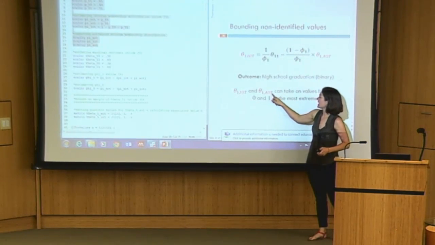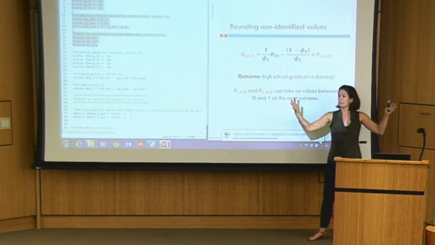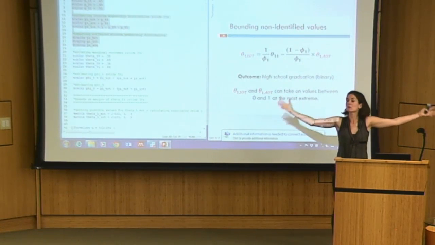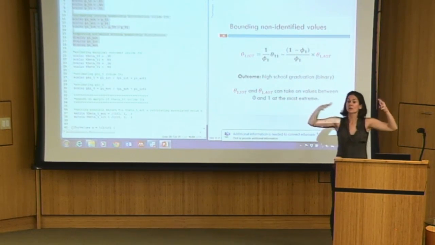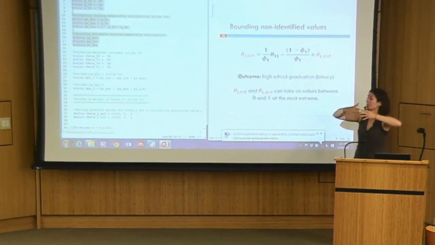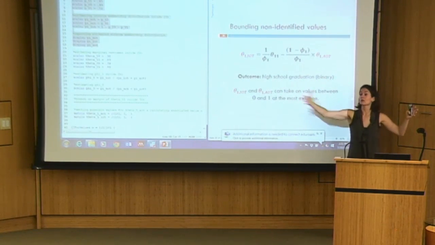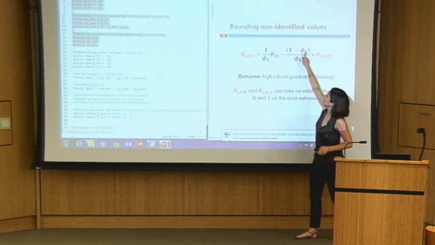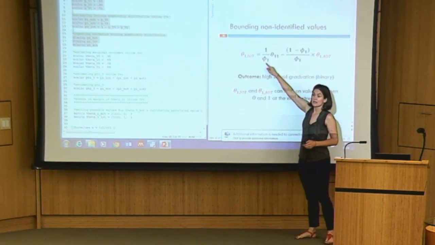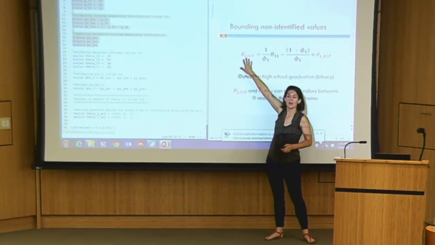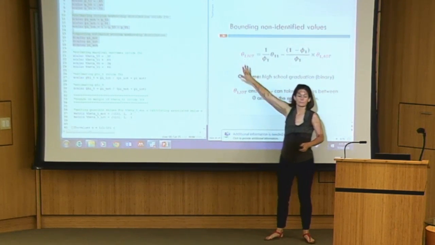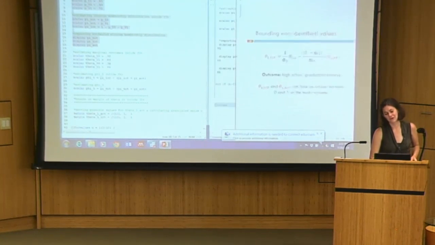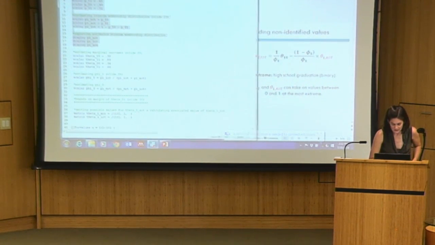So theta 1 AOT can only be between 0 and 1 at its most extreme. We're going to start out with that idea, with values from 0 all the way up to 1 for theta 1 AOT, and basically plug them into this expression and see what we get for theta 1 IOT. This is where it gets exciting. It's already been exciting.